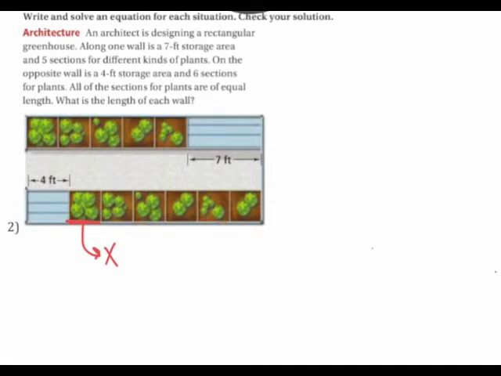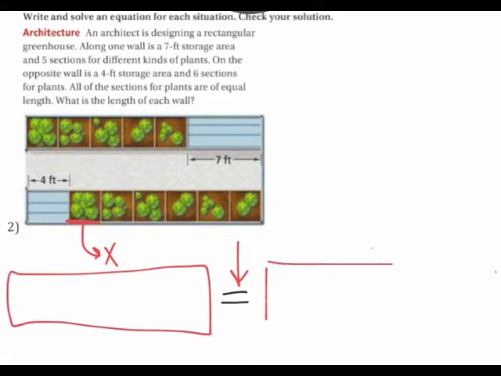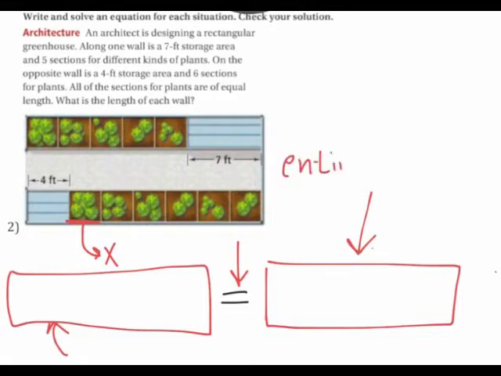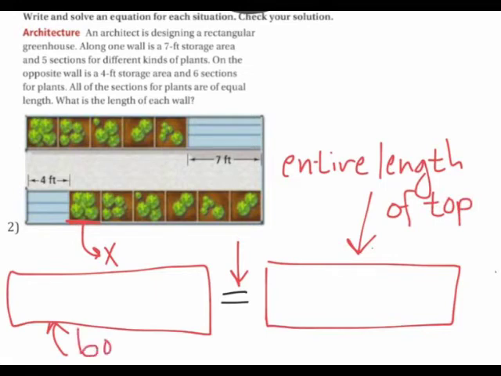So if this is x, let's try to write an equation. Now, of course, we know that an equation has an equal sign. On the left-hand side is going to be some expression, and on the right-hand side is going to be some expression. What do you think is going to go in each of these boxes here? Well, we could just phrase it verbally as the entire length of one of the walls. So the entire length of the top might be over on the right, and the entire length of the bottom might be over on the left.